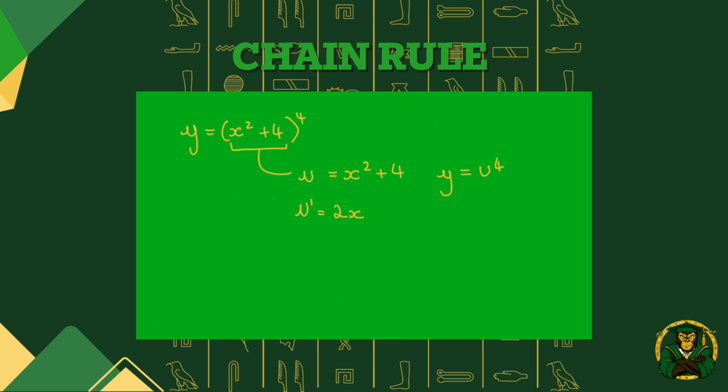So u dash equals 2x and y dash equals 4u to the power of 3. Then you take both and you multiply the answers together. So 2x times by 4u to the power of 3. Then you take your u value, which you had at the beginning, and you just put it back into the equation. So you have 2x times by 4 times by x squared plus 4 all to the power of 3.